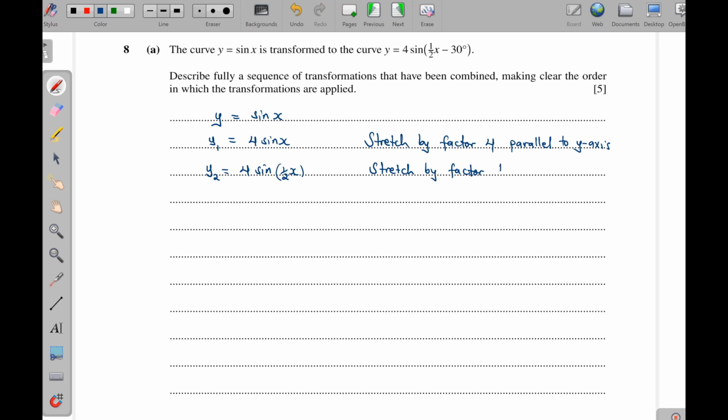So this will be 1 over 2, not so? That will be then a 2. So stretch by factor 2, parallel to the x-axis.